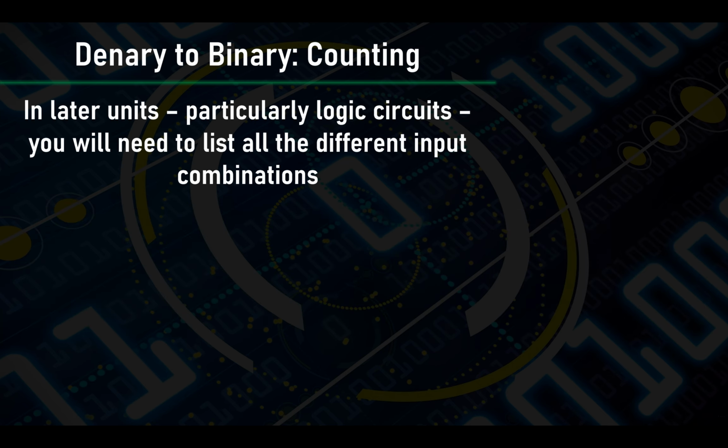Okay, in later units, particularly logic circuits, you'll need to list all the different input combinations. The simplest way to do this is to simply count in binary. The task: write all the combinations of 4 bits by counting in binary. And what number will you need to count to? So if we have 4 bits, what's going to be the smallest number? The smallest number is 0, 0, 0, 0, which is just 0 in Denary. The biggest number is going to be all ones. All ones, that's going to be 15 in Denary.